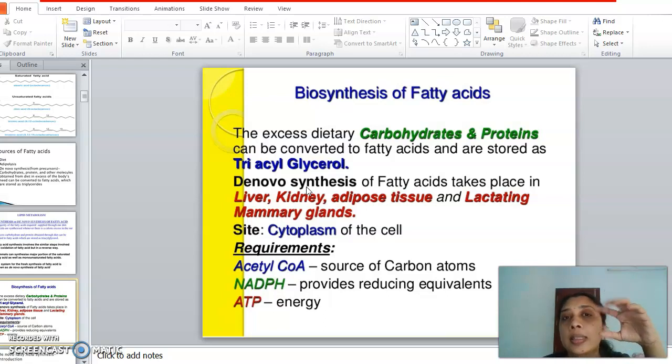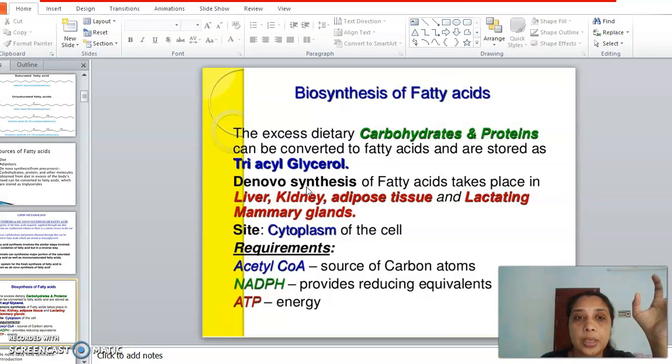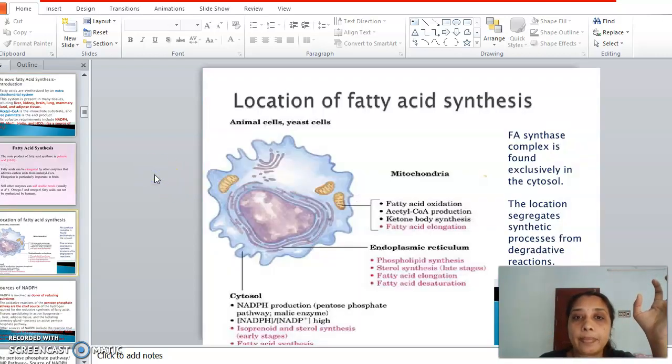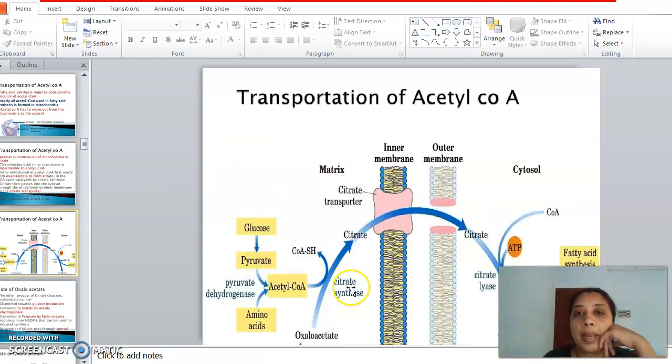But the problem is that whatever be the source, the acetyl-CoA is synthesized primarily in the mitochondria. From the mitochondria, it has to be taken into the cytoplasm, and it's not that easy. It's a tedious process, and hence to translocate the acetyl-CoA from the mitochondria into the cytoplasm, a transport mechanism or shuttle system is required, that we have already studied. That is the malate shuttle system, right? Yes, so this is the malate shuttle system.